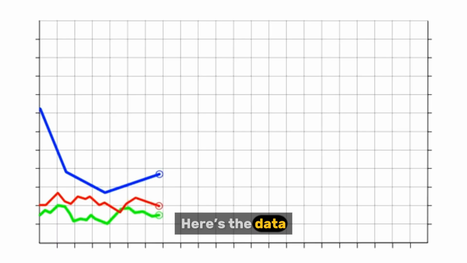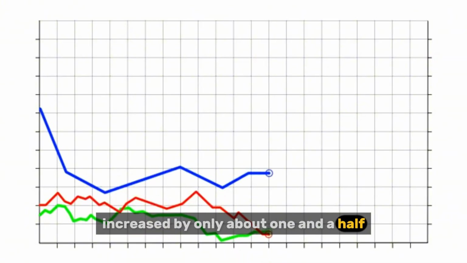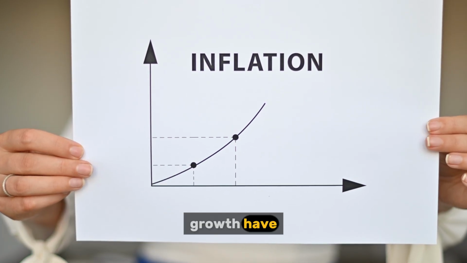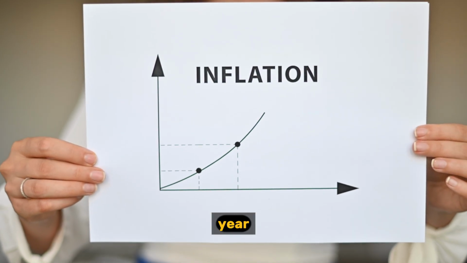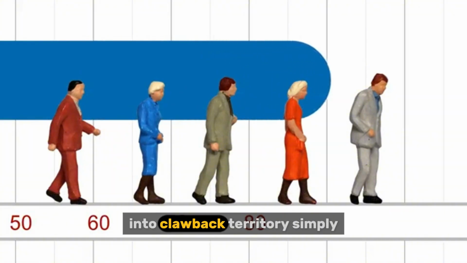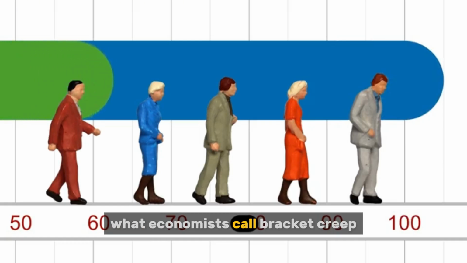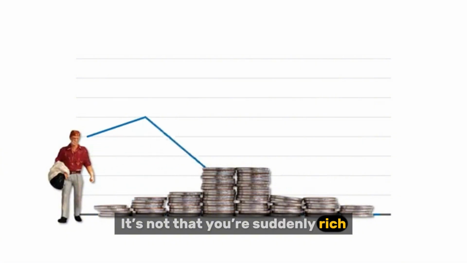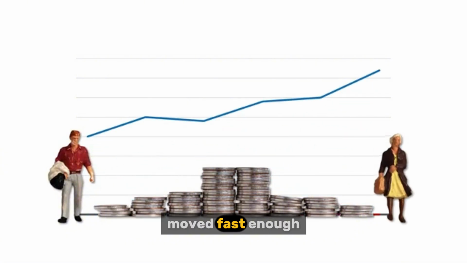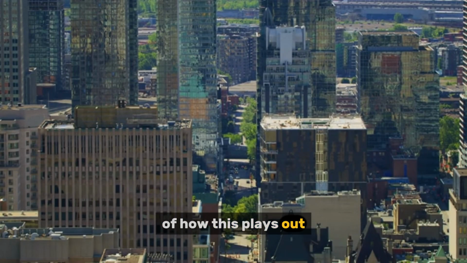Here's the data. The OAS clawback threshold has increased by only about 1.5% per year over the past decade. Inflation and wage growth have averaged more than 3% per year. That means every year, more and more retirees are pulled into clawback territory simply because of inflation, what economists call bracket creep. It's not that you're suddenly rich, it's that the line hasn't moved fast enough. Let's look at some real-world examples of how this plays out.